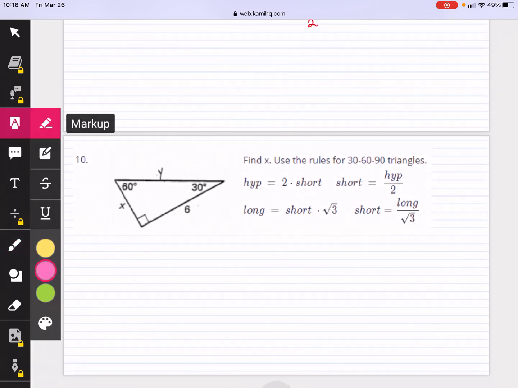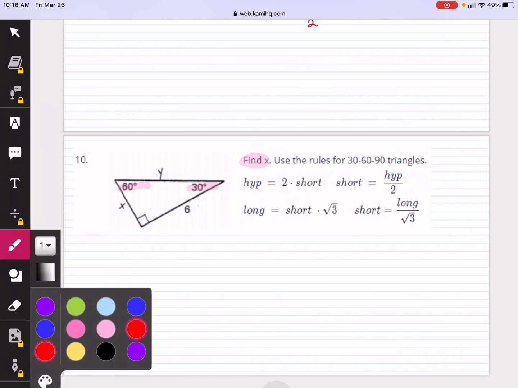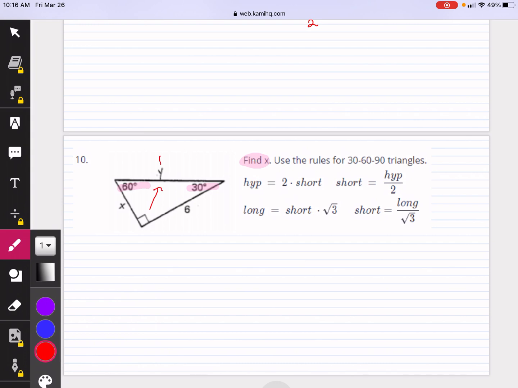Our next example is another 30, 60, 90 triangle. Here we're finding x. So if we identify our hypotenuse, it would be y. So x would be our short leg and 6 would be our long leg. And we want to know x, so we want to know the short leg. So we're going to use one of the formulas for short leg. Here we don't know the hypotenuse. We know the long leg is 6. So we want to use the formula that has the long leg since we know what number to plug in there.